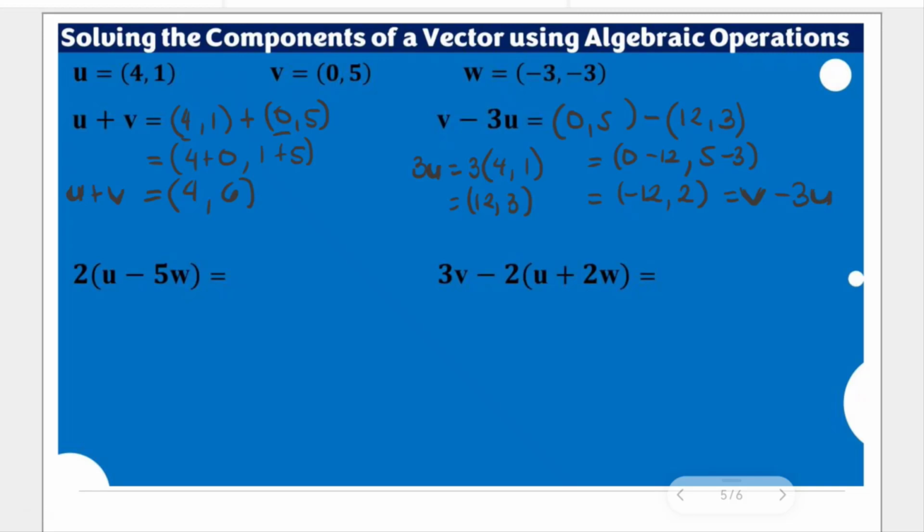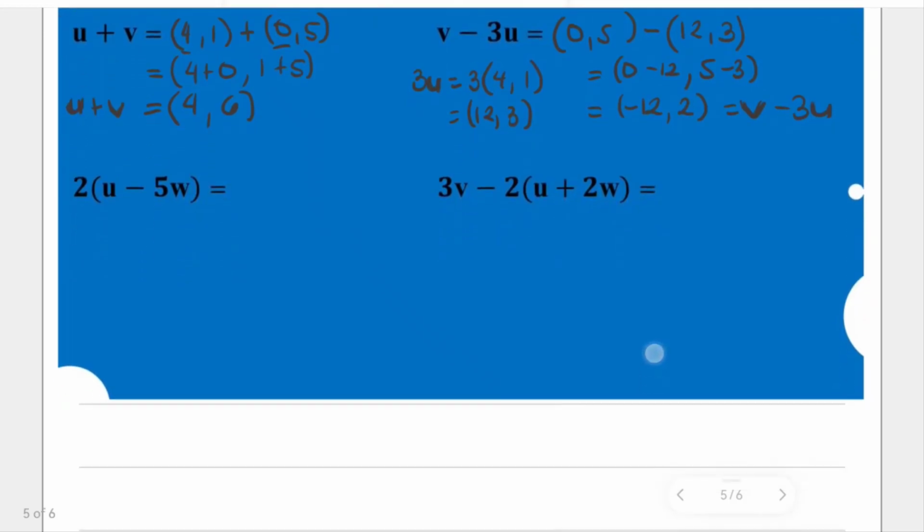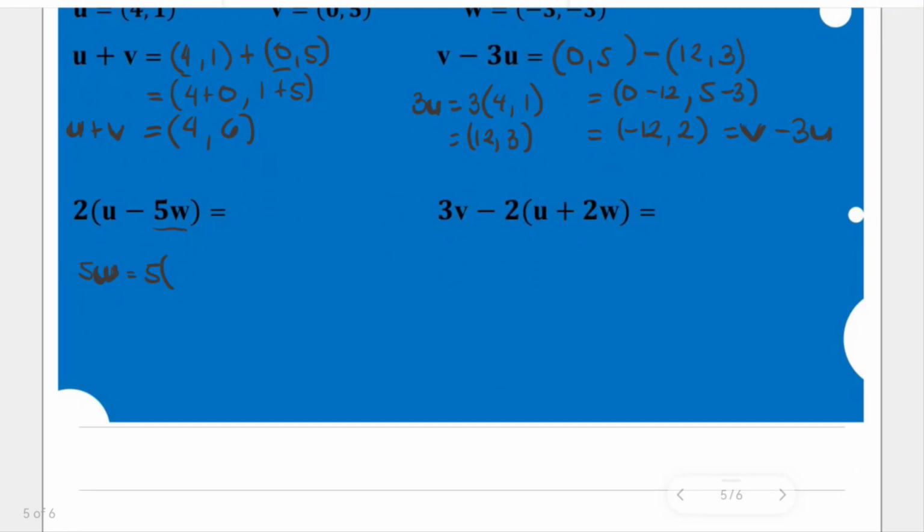Next, we'll have the next operation. We have multiple operations now, but I would suggest you start with this first. You have 5w. So we have a scalar multiplication here, 5 times your w, which is -3, -3. This would mean you will have -15 and -15.